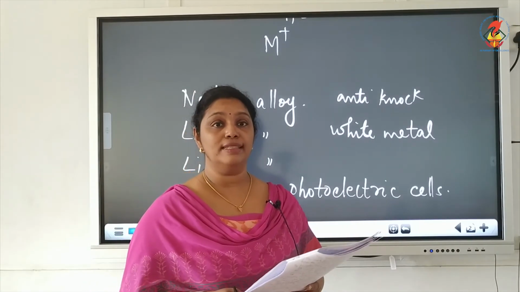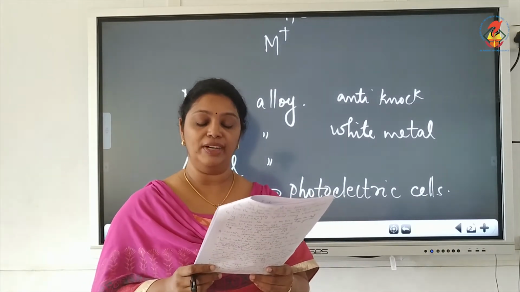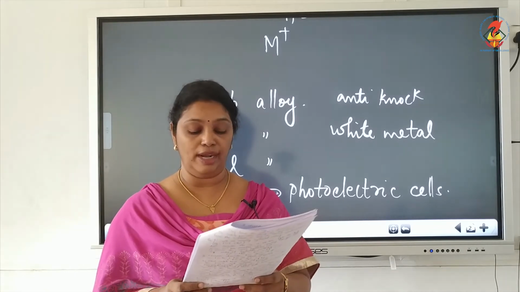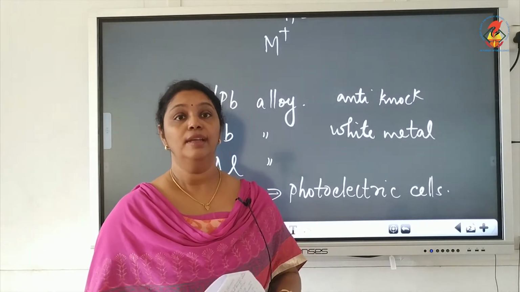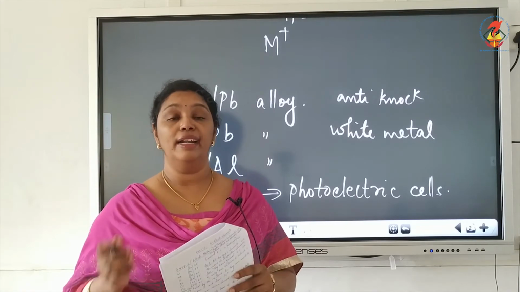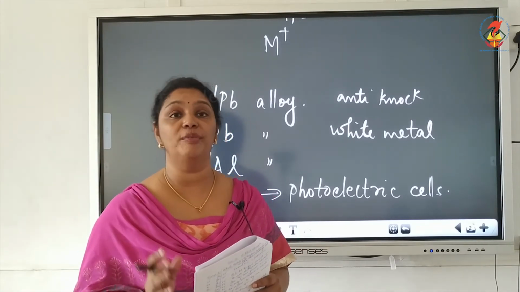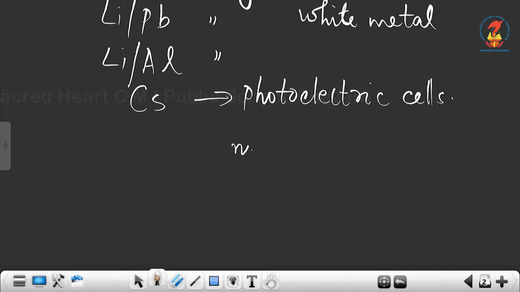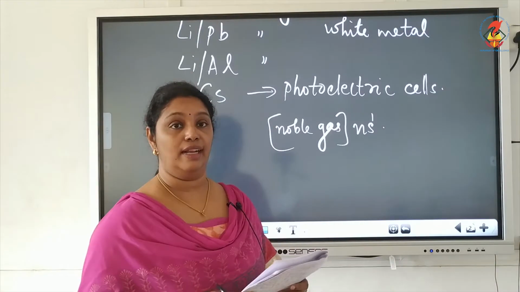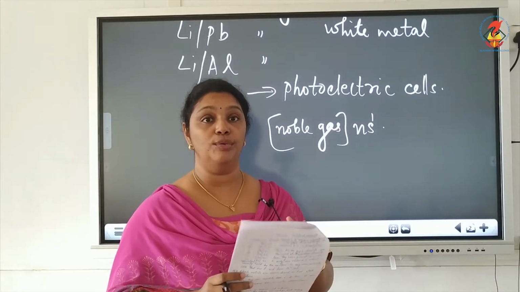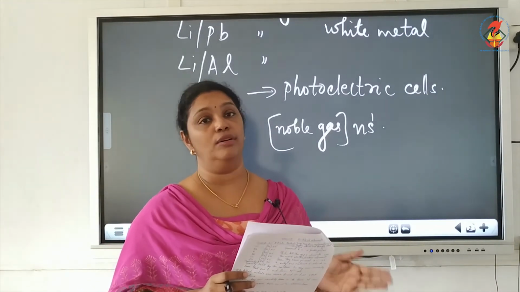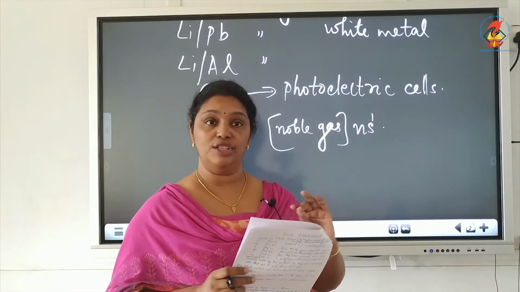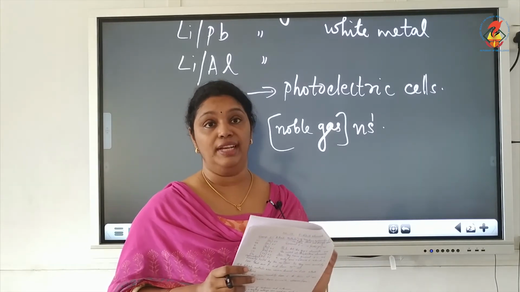Now, the next question is, the ionization enthalpy of group 1 elements are low compared to other group elements in the periodic table. Now, we know that in the periodic table, the ionization enthalpy is the lowest for group 1 elements. Why? Because we know that the group 1 elements electronic configuration is noble gas ns1. So, there is only one valence electron which when removed will lead to stable noble gas configuration. So, the ionization enthalpy of group 1 element is very low.